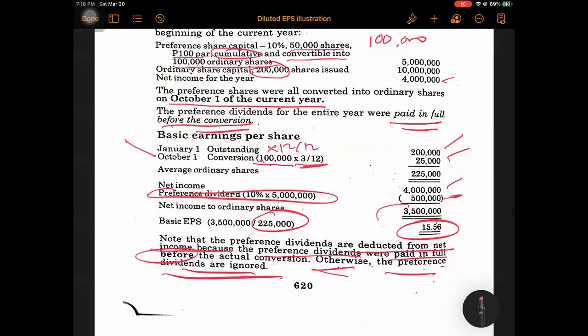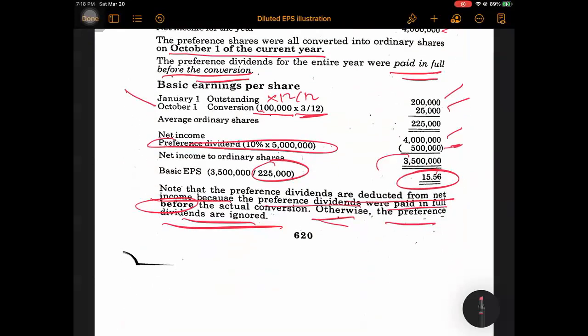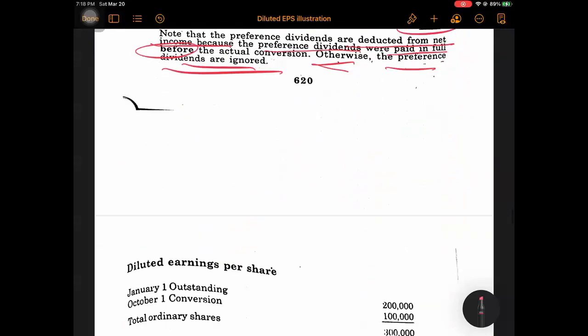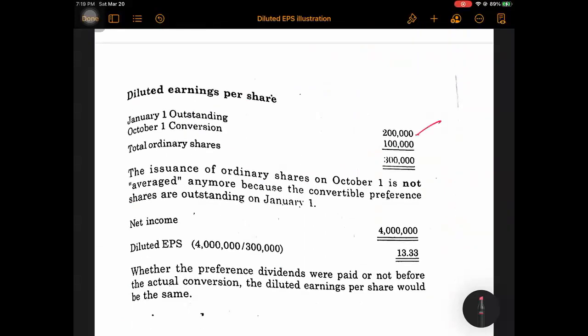How about our computation for the diluted earnings per share? So, January 1 outstanding, October 1 is the conversion date, and we use the whole amount of shares. Again, even if there was no conversion, if it is outstanding on January 1, the whole amount is what we account for as the denominator for the diluted earnings per share computation. So if there was a conversion, the same assumption applies. We no longer prorate here, unless it was issued on a different date. Okay, so total ordinary shares of 300,000.